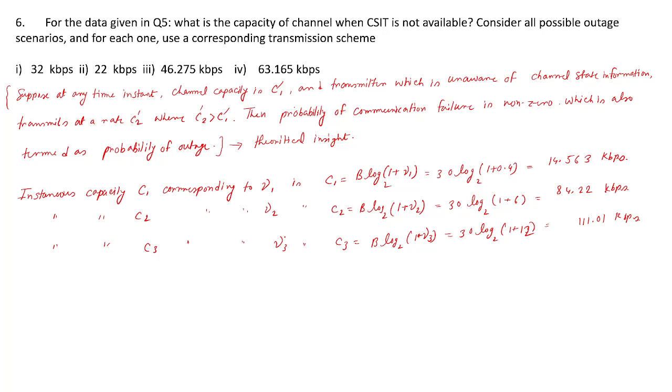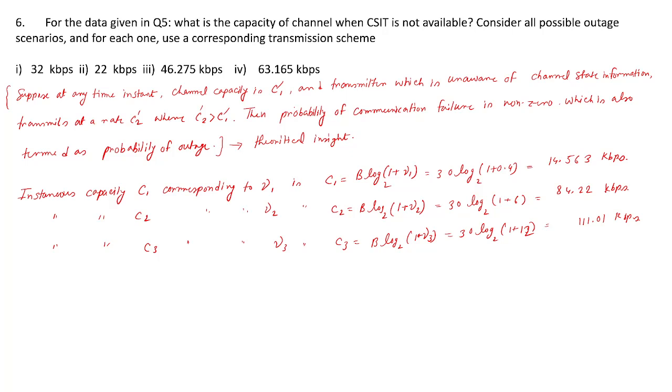If we want the probability of outage to be 0, what does that mean? That is, we need to have probability of communication failure to be 0. We cannot tolerate any communication failure. So how do we ensure that? There are only three values of instantaneous capacities, correct? 14.56, 84.22, 111. Which one corresponds to the worst case? The worst case instantaneous capacity corresponds to 14.56 kbps.